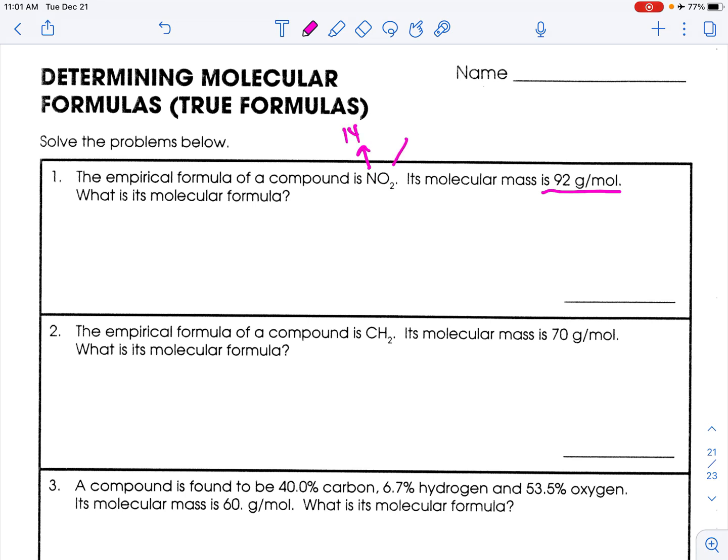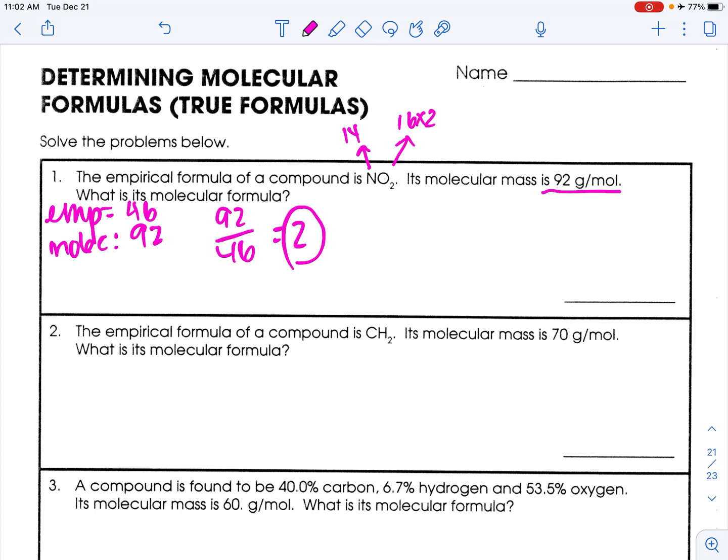So this is 14, and this is 16 times 2. So 16 times 2 is 32, plus 14. So my empirical GFM is 46 grams per mole. Let me make that clearer. And my molecular is 92. So when I divide those, 92 divided by 46, I find 2. This is the multiple by which I multiply my subscripts. So I had NO2, so instead I'm going to have N2O4.